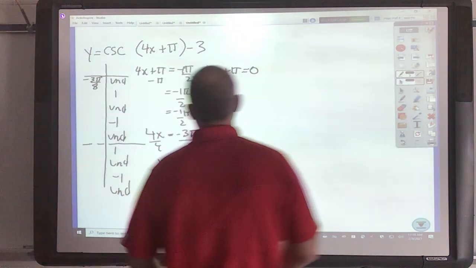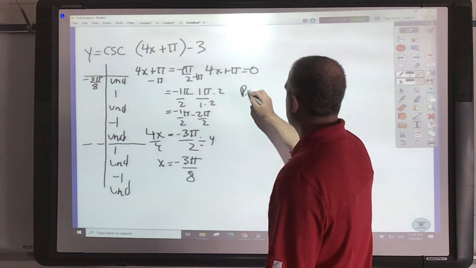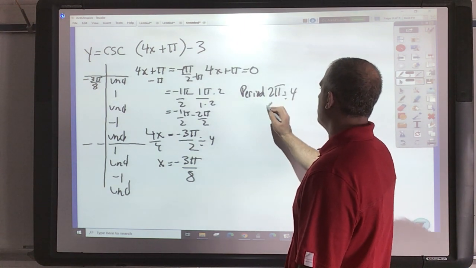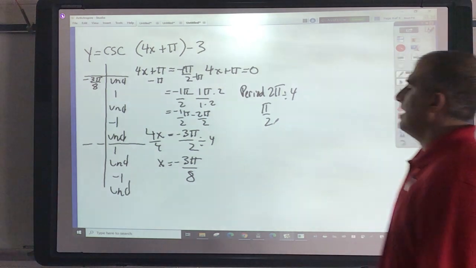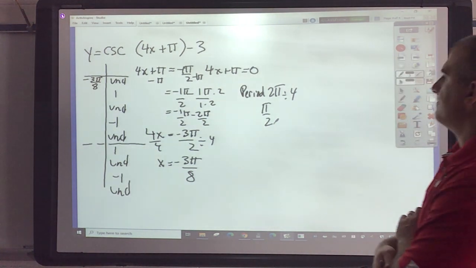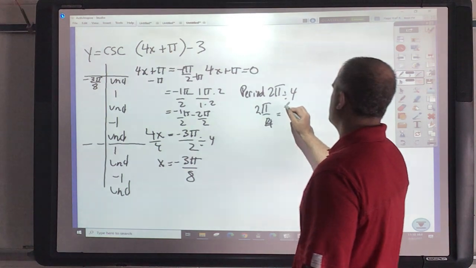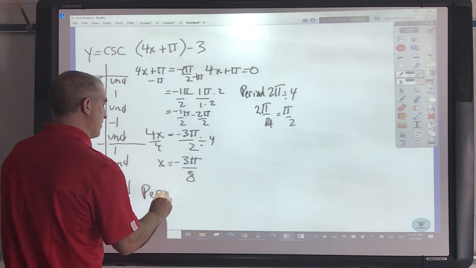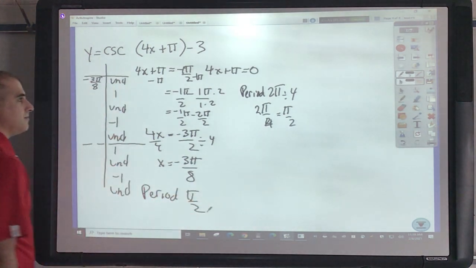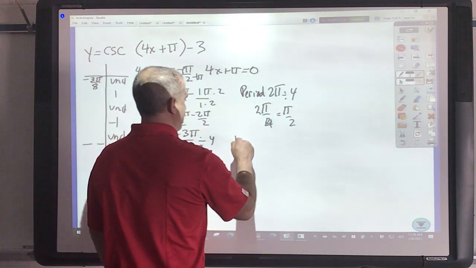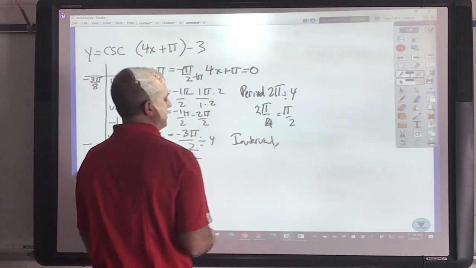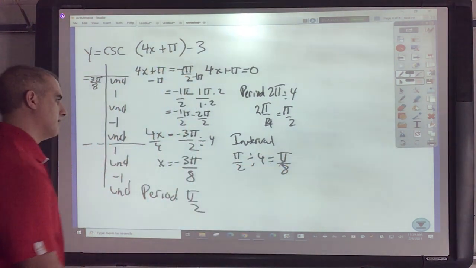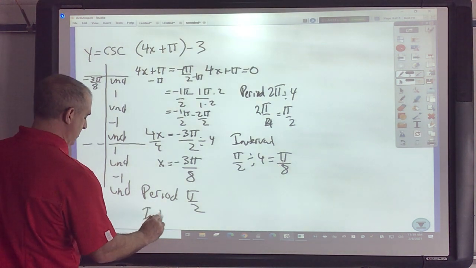Okay? Then what I want to do is take the period of the function. I want to take 2 pi and divide it by the number that's in front of there, which would be 4, which is going to give me pi over 2. That's the period. So it's 2 pi over 4, which reduces to pi over 2. So my period, I'll write this at the bottom, my period is pi over 2. And then I want to find my interval. So I've got pi over 2 divided by 4, which should be pi over 8. Okay, so my interval is pi over 8.